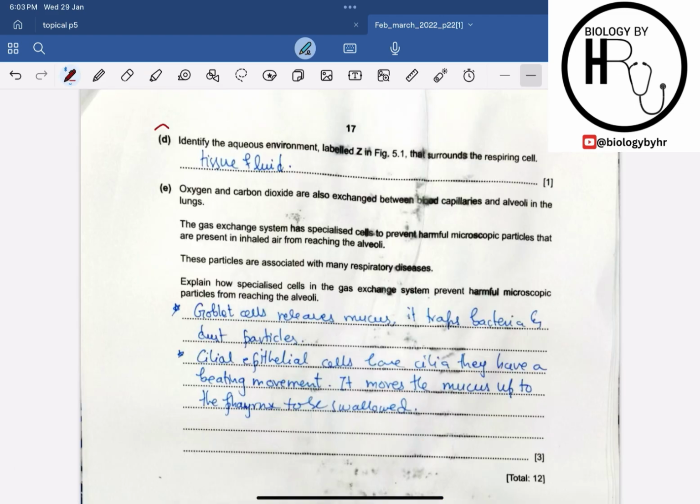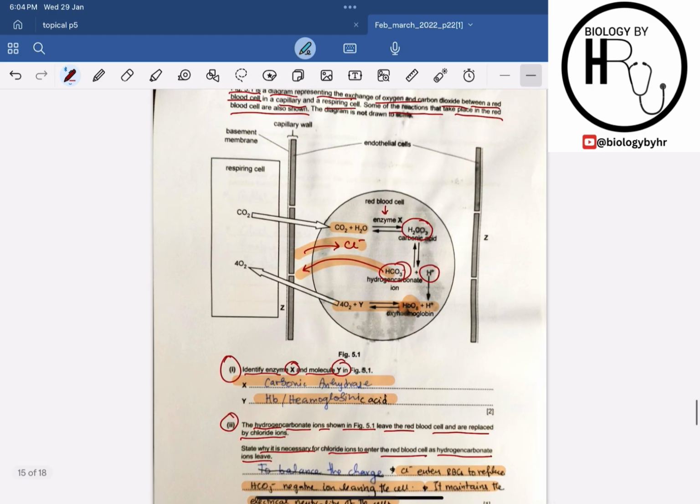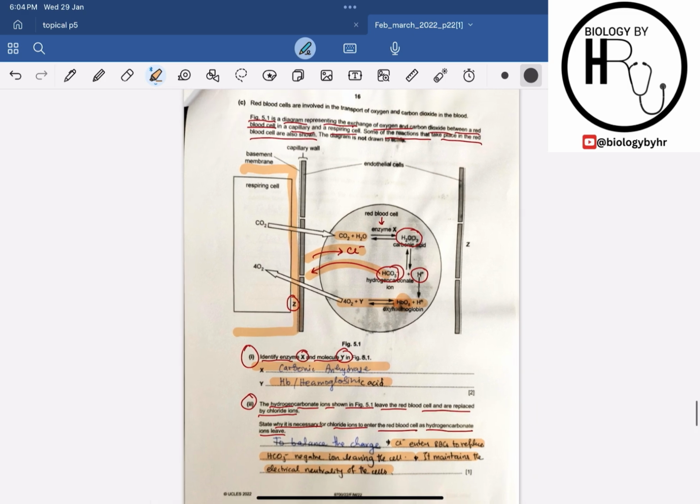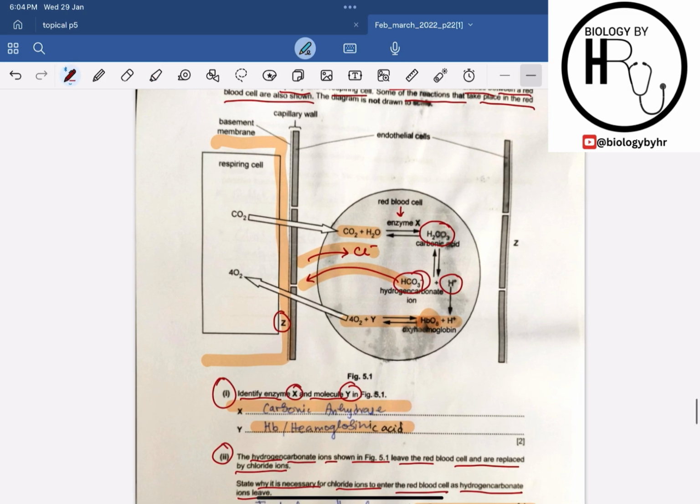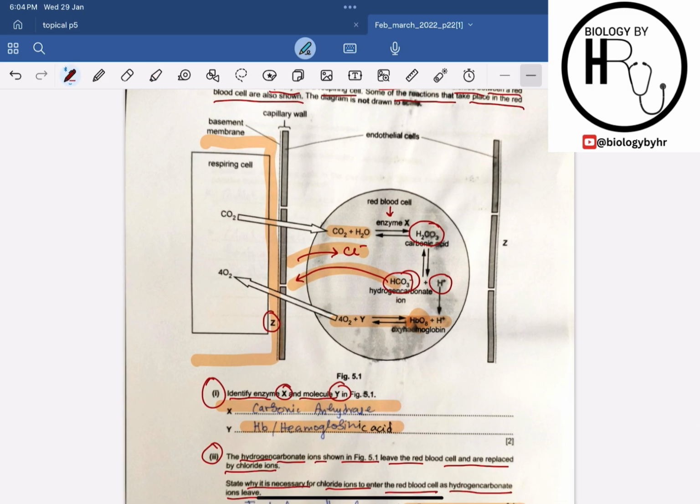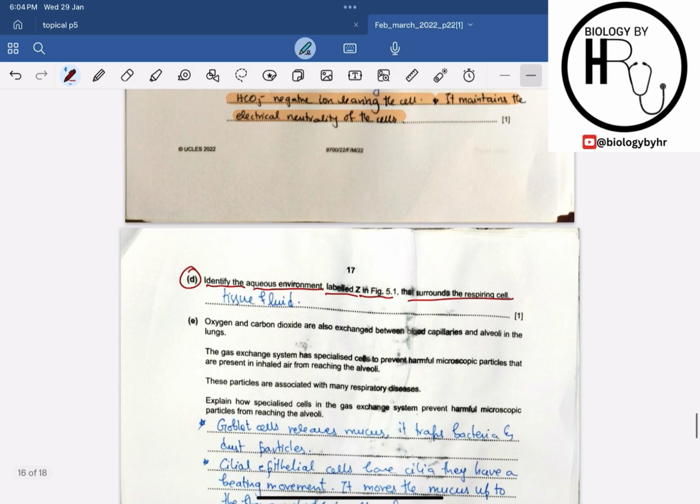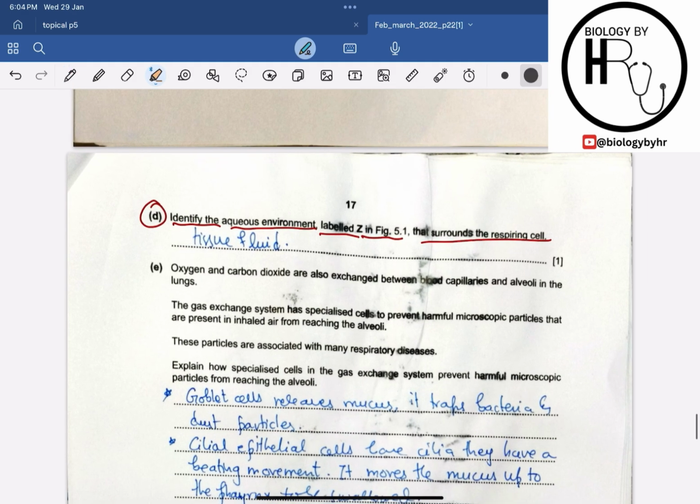In part D, they are saying to identify the aqueous environment labeled Z in figure 5.1 that surrounds the respiring cell. So basically they are asking what this environment is. We know that the fluid which leaks out of the walls of the capillaries from the blood is known as the tissue fluid, right? So its answer will be tissue fluid.